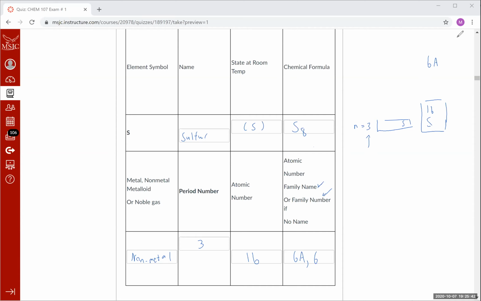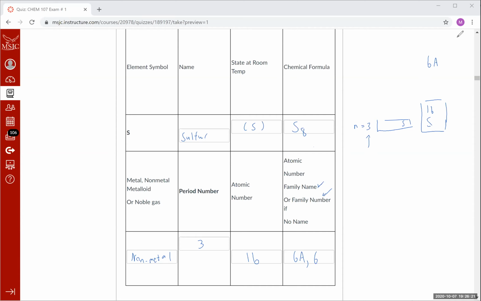I thought non-metal would be the family name, because it was categorized as a non-metal. Sorry, for non-metal for what? For sulfur? Which category are you talking about? The atomic number, family name, or family number. I thought the family name was considered non-metal if we didn't put 6A. The family name is the group name or number. Okay.